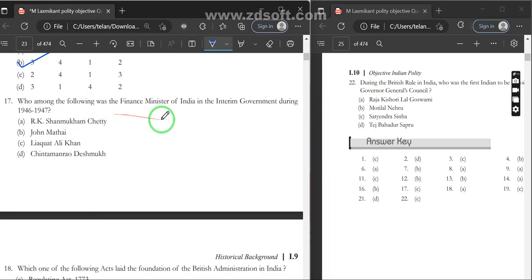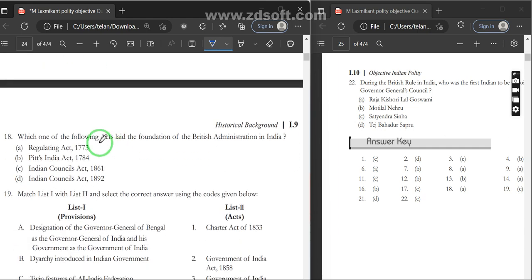Who among the following was the finance minister of India in the interim government during 1946 to 1947? Check the answers. Is it Shanmugam Chetty, John Mathai, Liaquat Ali Khan, or Chintaman Rao Deshmukh? Which one do you think? The option is Liaquat Ali Khan.